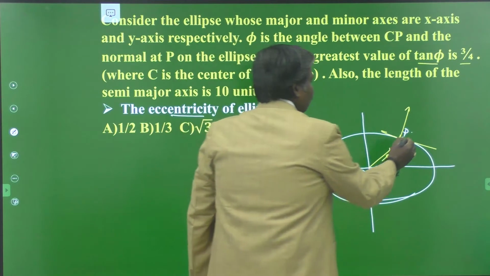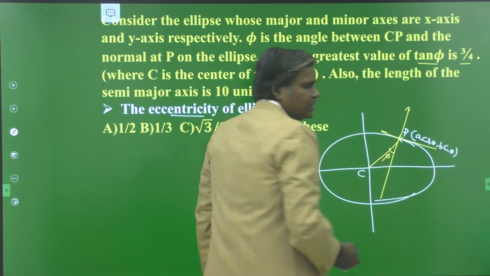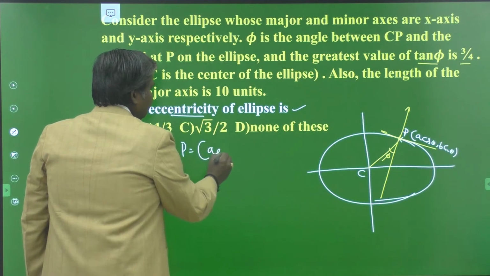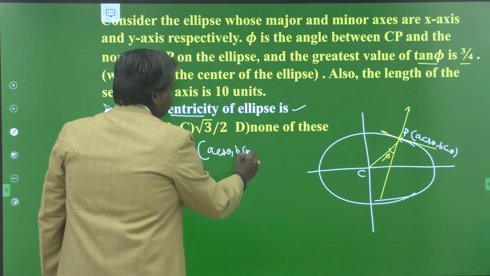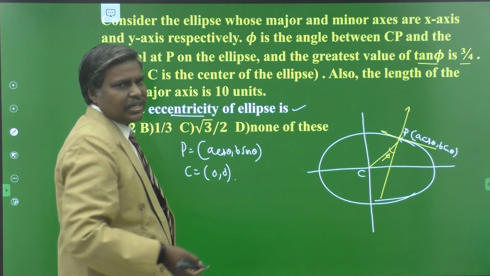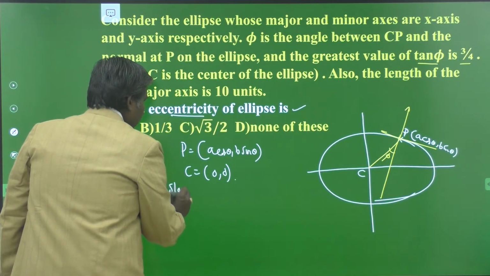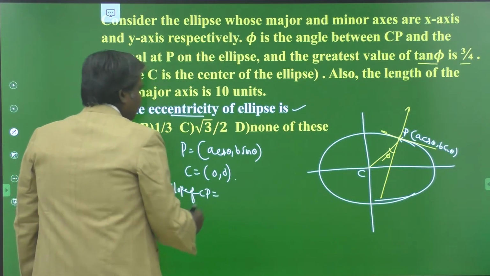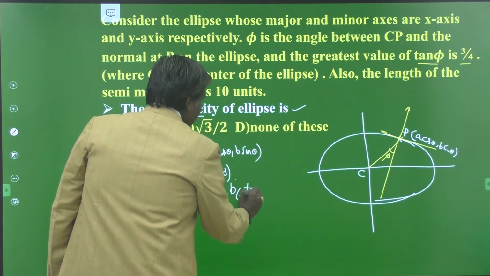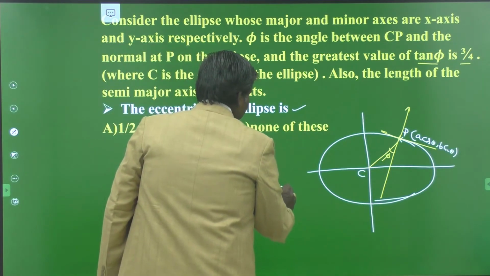Suppose the coordinates of P are (a cos theta, b sin theta). This is the point P. So any point on the ellipse is (a cos theta, b sin theta). Let C be (0, 0). Center of the ellipse is (0, 0). Now what about the slope of CP? Slope of CP is equal to b sin theta by a cos theta, that is b by a tan theta. This is the slope of CP, say m1.